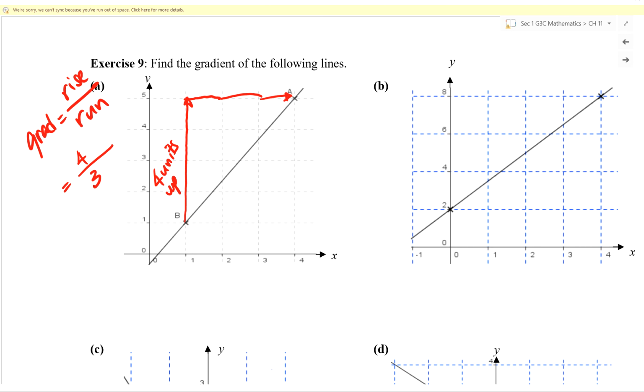Simple. Now check. Is your calculation a positive number? Does it tally with the graph? Yes. That's it, gradient. Let's try with part B.